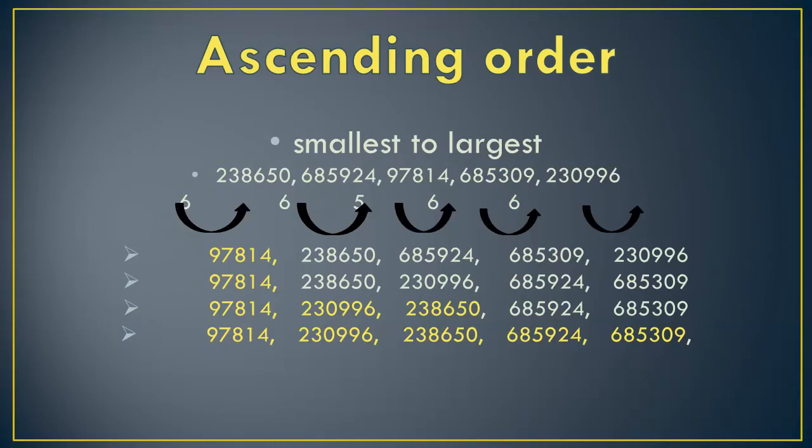So again I move to the next digit. The next digit is 9 here and in the next number it is 3. Now 3 is smaller than 9. So 685309 is smaller than 685924. So it will come before this number. So this is how I can write the numbers. So these are the numbers arranged in ascending order.